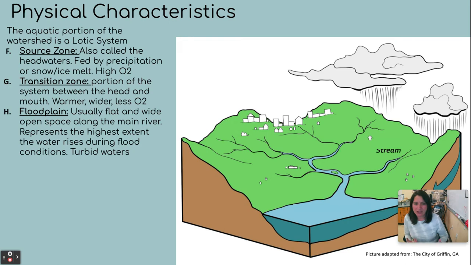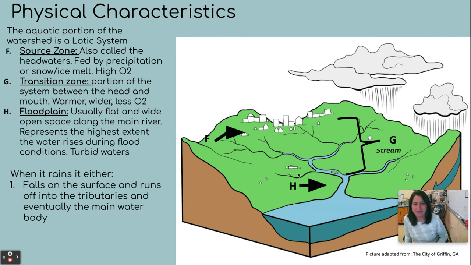Usually there's turbid waters here. There's usually a lot of productivity, lots of wildlife, often in floodplain zones. So this is the source zone, stream. This stream area is the transition zone, and then the floodplain would be down here, closer to the delta.